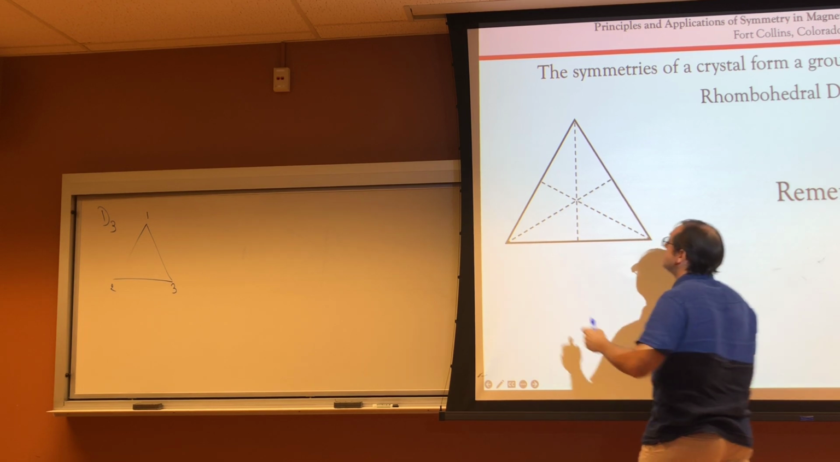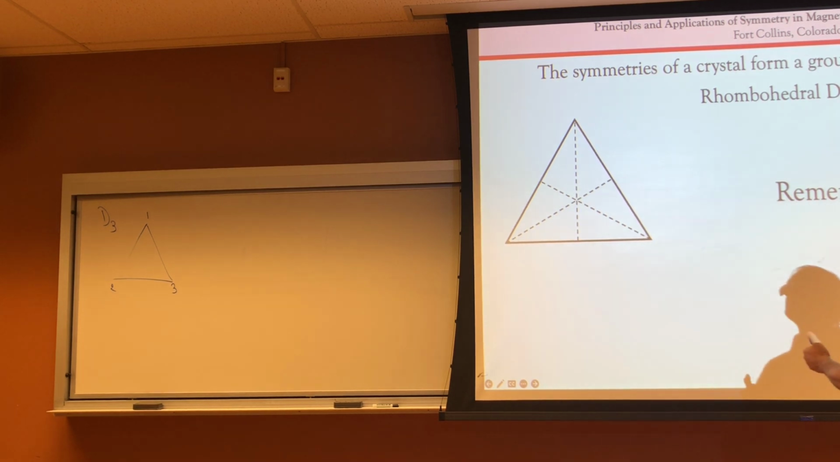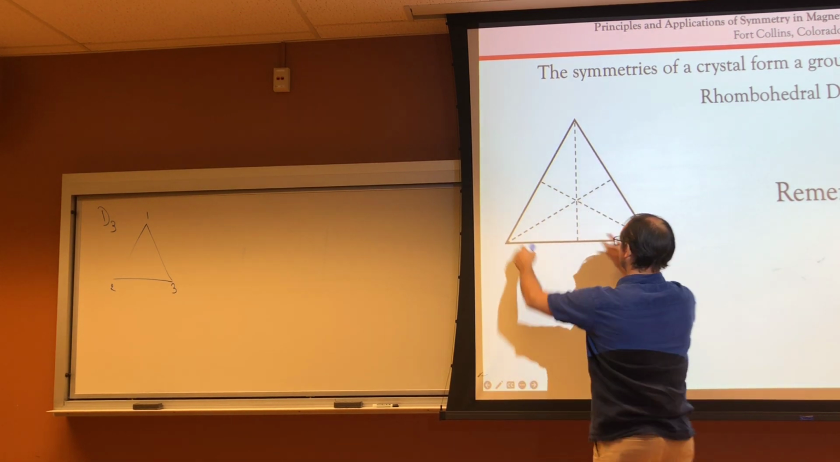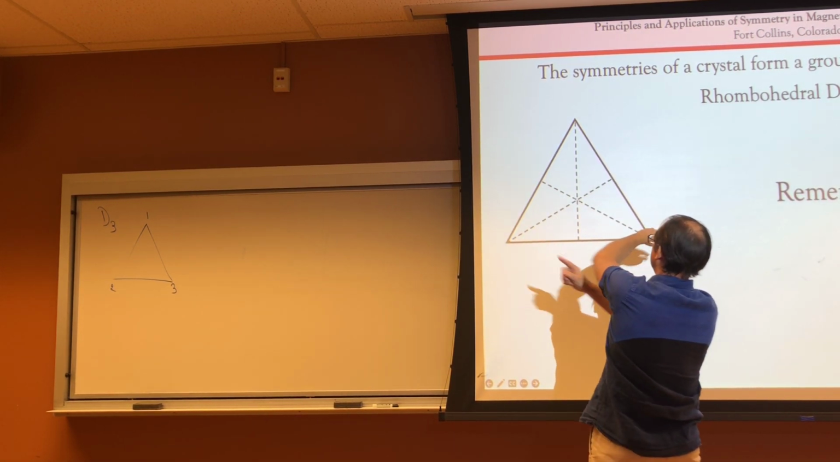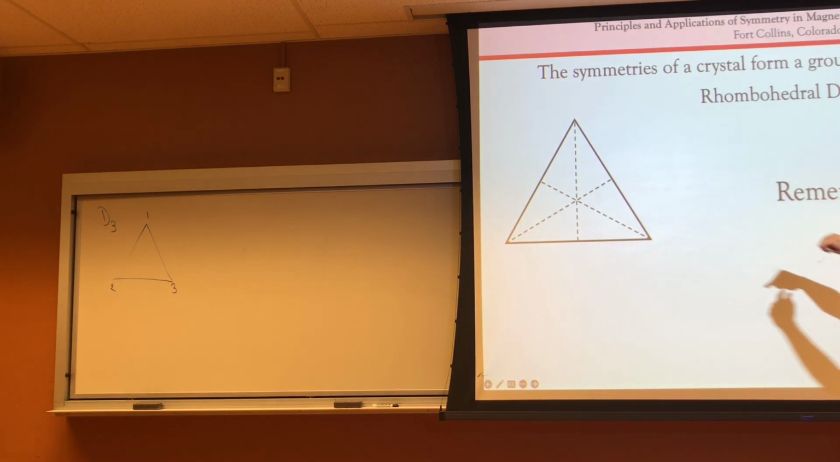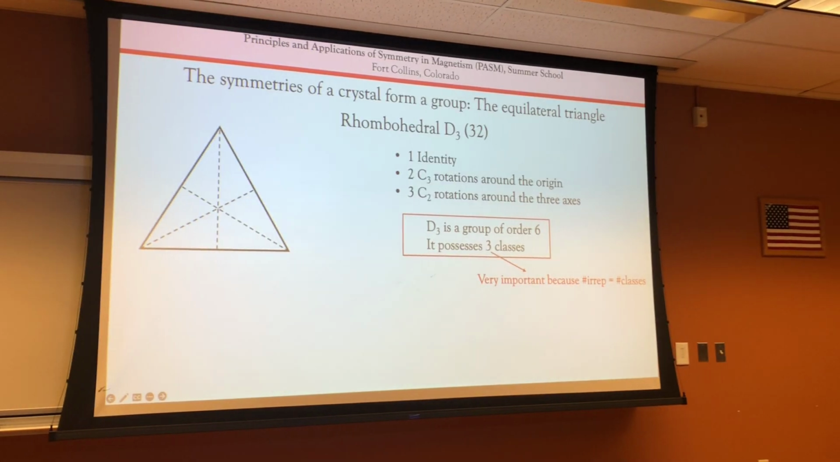You can bring this guy all the way there. Then you also have the C2 symmetry, but around this axis. You can rotate this way, you can rotate this way, you can rotate this way. So in total, you have how many transformations? I would say 6.